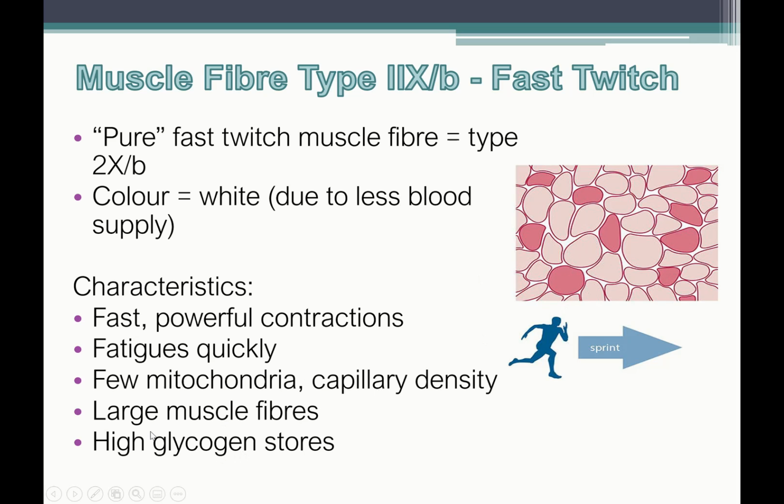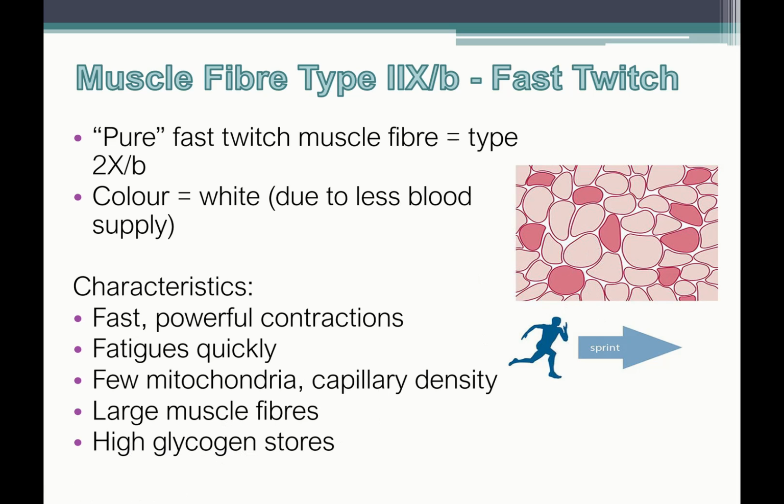So we've got the ability to store carbohydrate, which is known as glycogen, close to these fast twitch fibers so that they can draw upon that fuel and break that down and produce energy anaerobically very, very quickly for you to be able to produce those fast and powerful contractions.